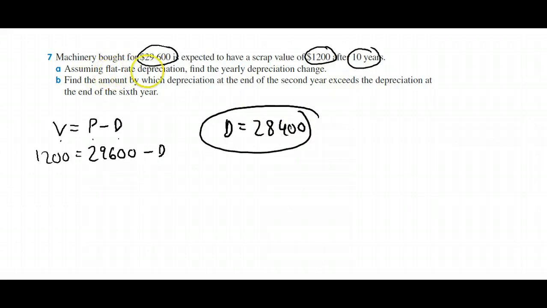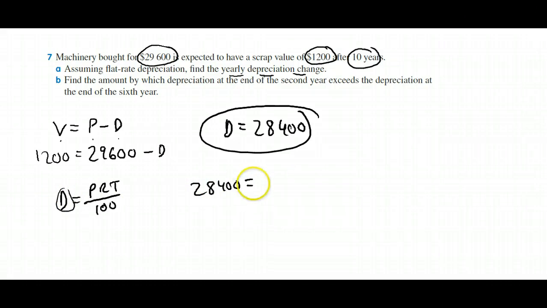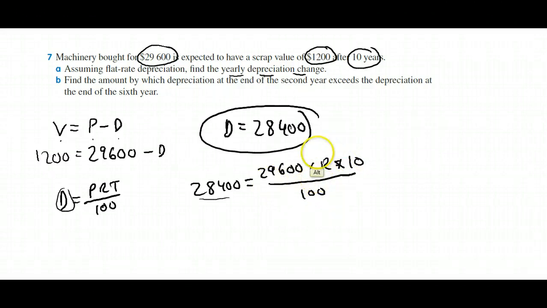Okay, and we're assuming flat rate depreciation, so we're assuming that D equals PRT over 100 is true for this problem, and we want to find the yearly depreciation change. Okay, so the amount that happens each year. Now we've just found out that D is 28,400, so we can substitute that in. We know the principal was 29,600, and first we need to work out the interest rate here. So this depreciation occurred over 10 years, so we're going to make T 10 years for the moment and then put it over 100.